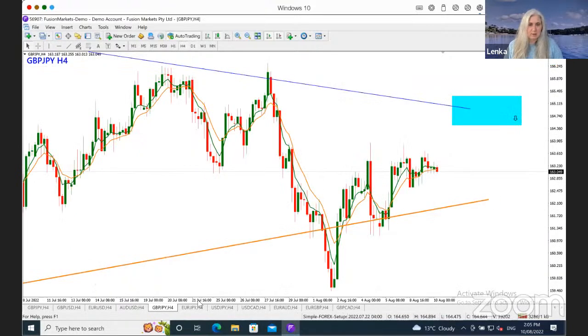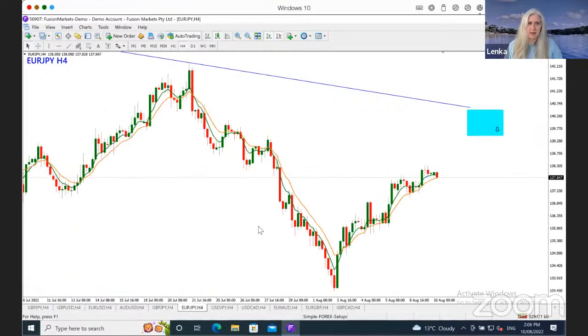So at the moment, in terms of where the price is, there is probably potential for a short-term long, just because I'm expecting it and looking for it to turn around at that point.